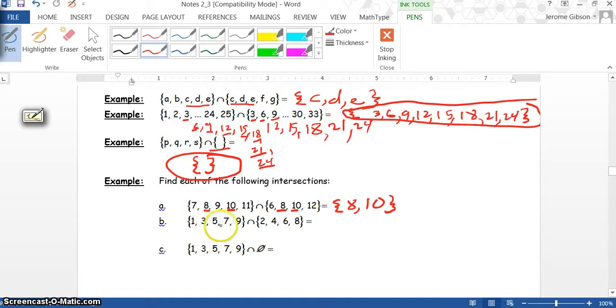Now we come here to B, {1, 3, 5, 7, 9} and {2, 4, 6, 8}. If you notice here, we have an interesting situation where none are contained in either of these sets. So if we were to draw this as a Venn diagram, we know this will be a disjoint set because they have no common elements. So this answer here would be the null set. Now we have C. We have {1, 3, 5, 7, 9} intersect the null set. And we know based upon our previous example up here, anything intersect the null set is just the null set.